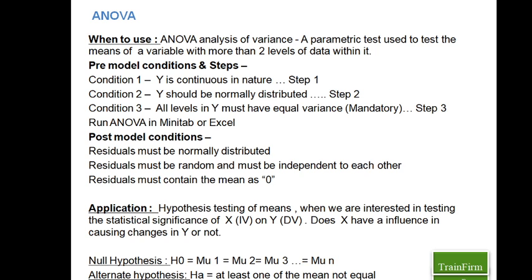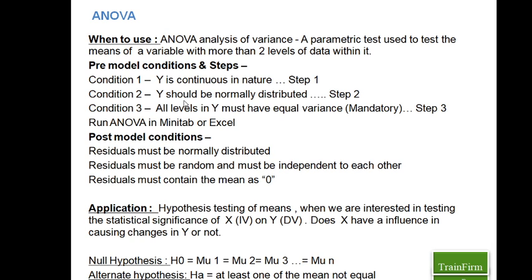What are the pre-model conditions and steps followed in ANOVA? As I mentioned before, it's a parametric test. So the first condition is that it should be continuous data. Y should be continuous in nature, and that's step 1. So you need to validate for yourself whether it's continuous data or not.